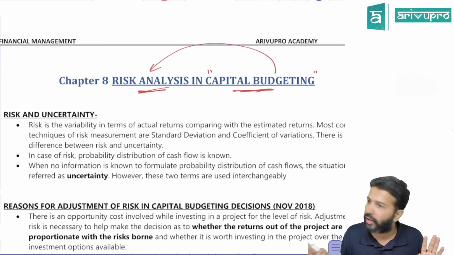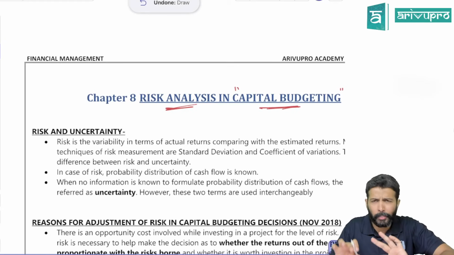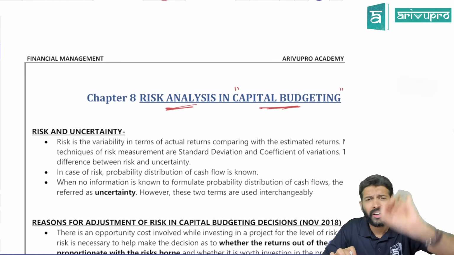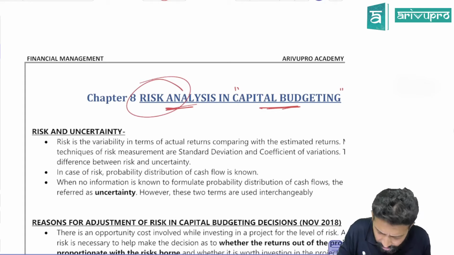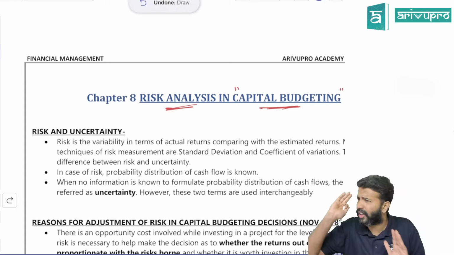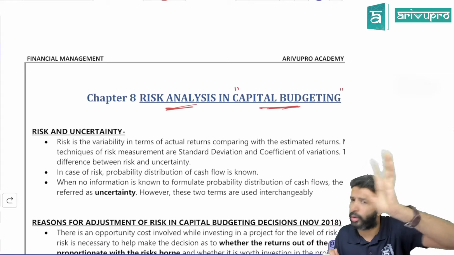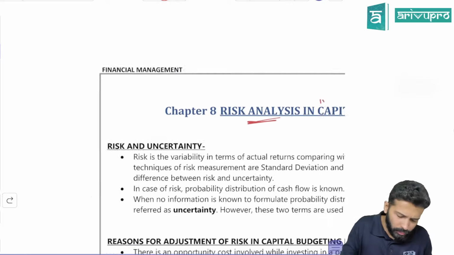Okay, fair enough, everyone. Now, what is this? All this topic is trying to say is consider the risk in your capital budgeting decision. Whenever you're calculating NPV, IRR or whatever, do consider the risk element also. Now, what do we mean by that?